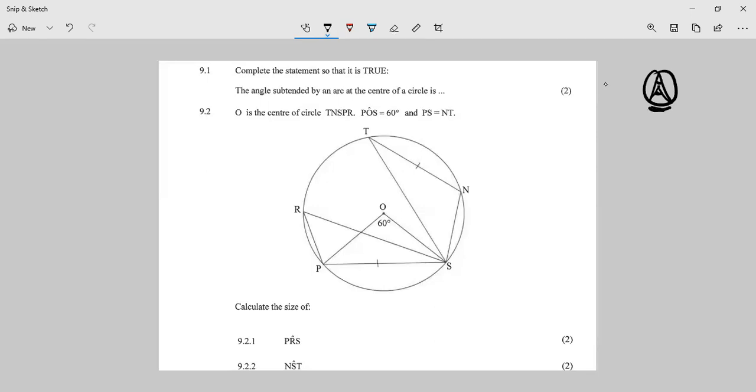Okay, so let's quickly complete this statement. It's saying the angle subtended by an arc at the center of a circle is twice the angle at the circumference subtended by, or subtending, the same arc. Okay.